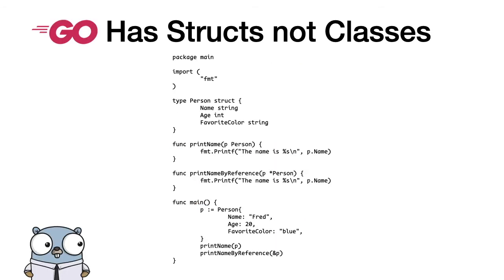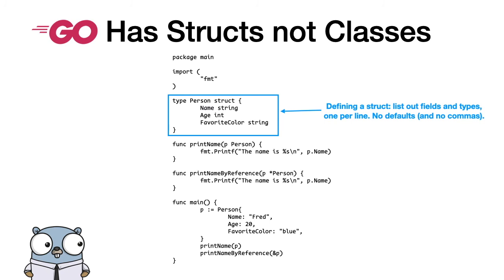Now, Go has structs instead of classes. The difference between a struct and a class is that structs are more oriented around the data than they are around the functions, and classes are more oriented around the functions than they are around the data. Here in Go, you basically define the struct as being the list of fields and types. There are no commas, and you don't specify any default values.